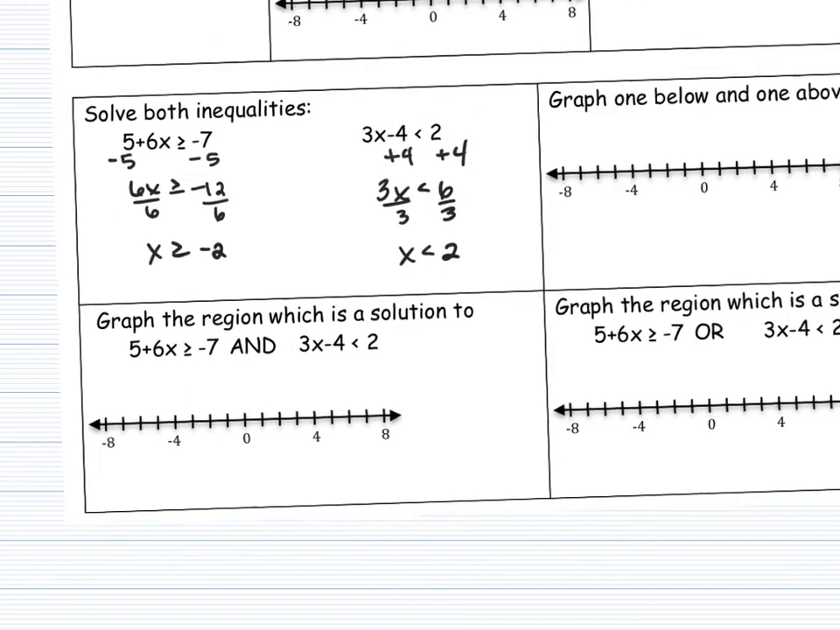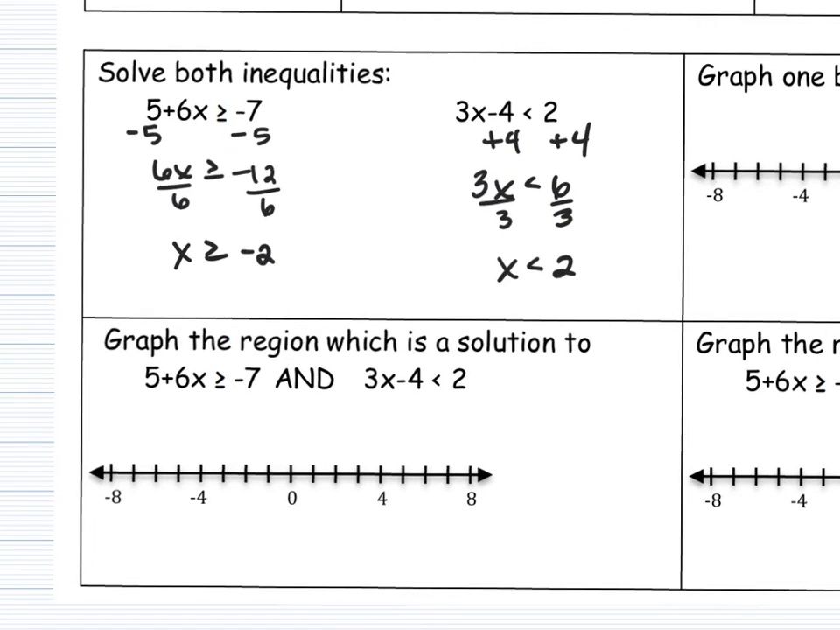If I'm looking at the difference between and, so I have graph the region which is a solution to both of those. If I'm looking at x is greater than or equal to -2, go to -2, closed circle, going up. And then x is less than 2. That's going to be an open circle at 2 going down. So the part that is a solution to both of them is this space in between here. So now I want to erase those. My x is less than 2, open circle, closed circle at -2, and the space between. So that region is a solution to both of them.